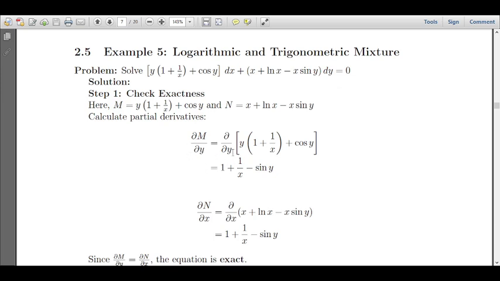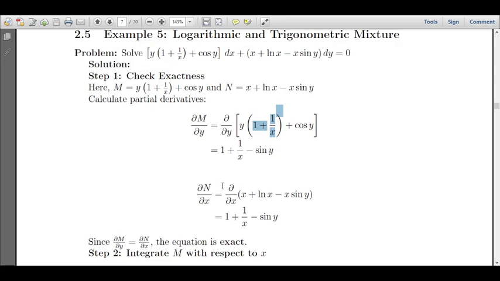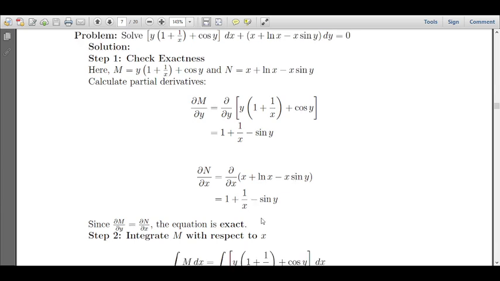Dou m by dou y is dou by dou y of y into 1 plus 1 by x plus cos y, and the differentiation is 1 plus 1 by x minus sin y. So with respect to y, x term constant, we write the first term as it is, differentiation of y is 1, plus differentiation of cos y is minus sin y. Now dou n by dou x is dou by dou x of x plus log x minus x sin y. With respect to x, y term constant, differentiation of x plus log x is 1 plus 1 by x, and the constant term is minus sin y into differentiation of x, which is 1. Therefore both partial derivatives are equal.